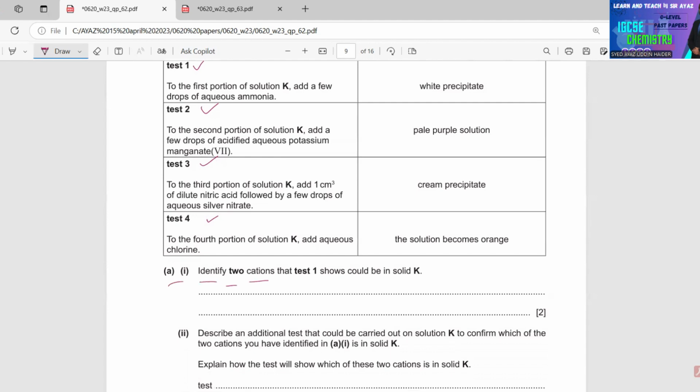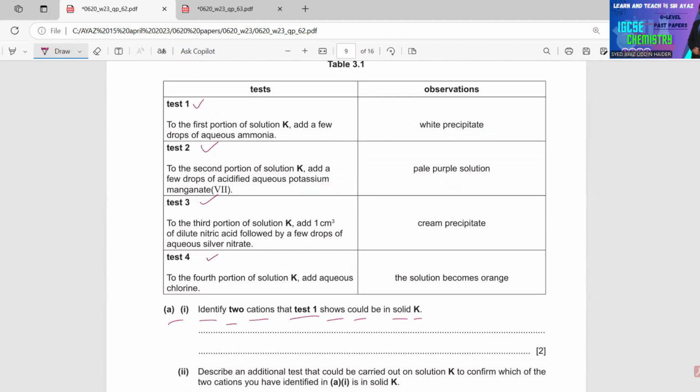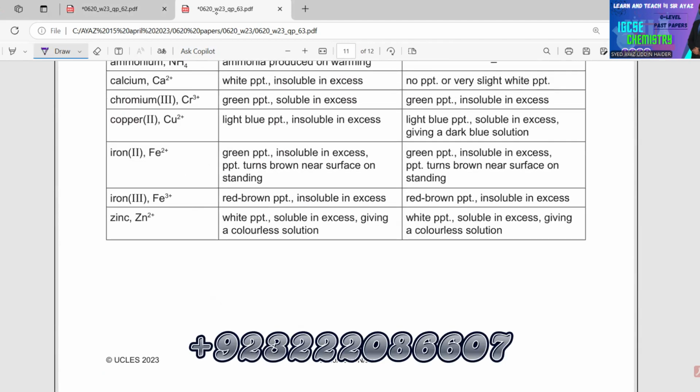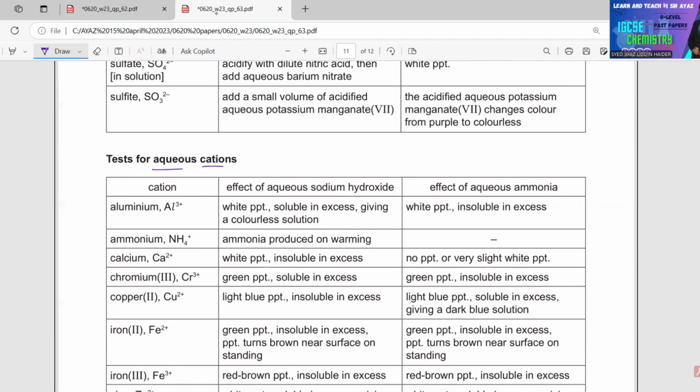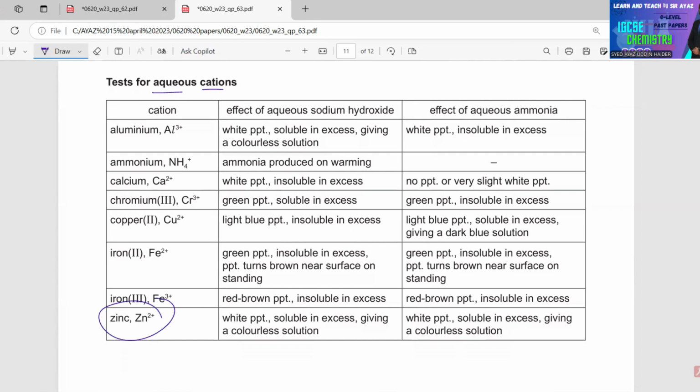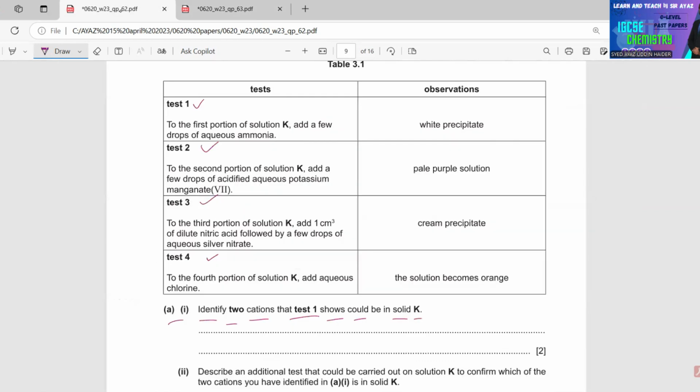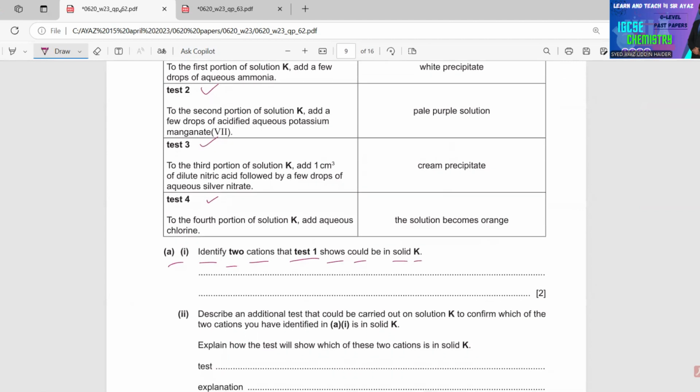A1. Identify two cations that test 1 shows could be in solid K. So here's the test for cations with aqueous ammonia. These are the cations. If you see, we have aluminium and zinc ions, that is Al3 plus and Zn2 plus, which give the same result. They both form white precipitate. So you write straight away Zn2 plus and Al3 plus.